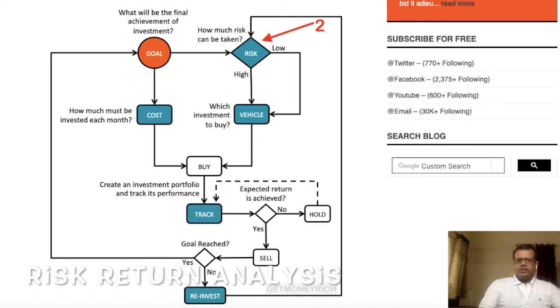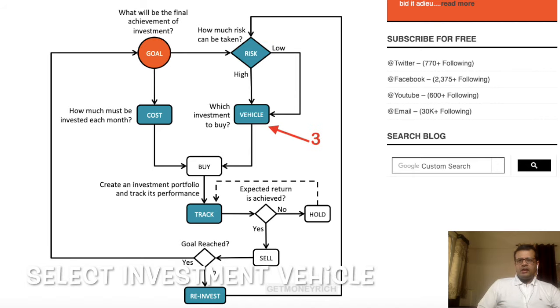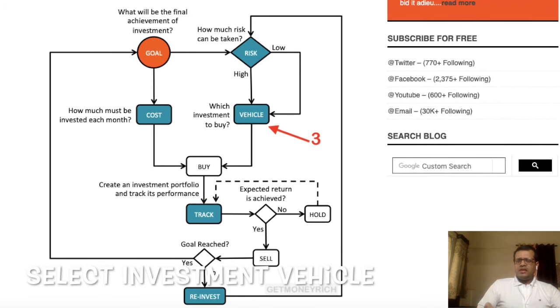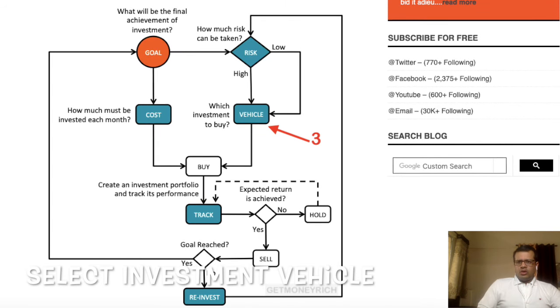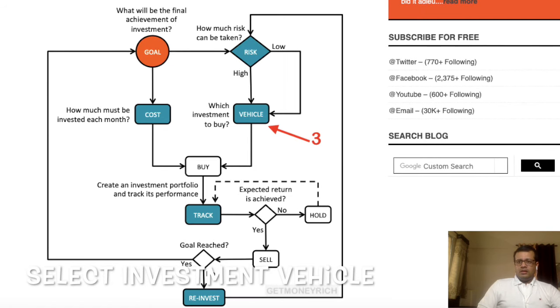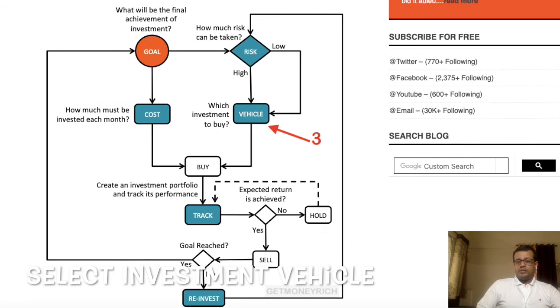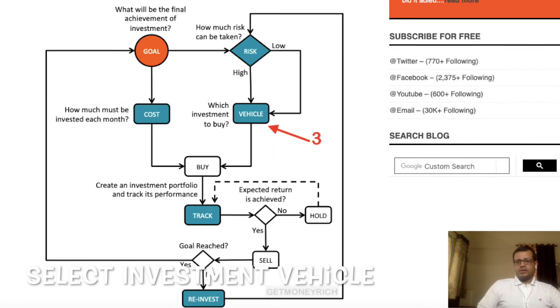Once you have done this risk return analysis, the next step is you should know which investment vehicle will give you that level of return. Let's take an example. Suppose you have decided that your expected rate of return is 12%. So, can you go ahead and buy a bank deposit, a fixed deposit? No, because a fixed deposit in India cannot give you 12% return.